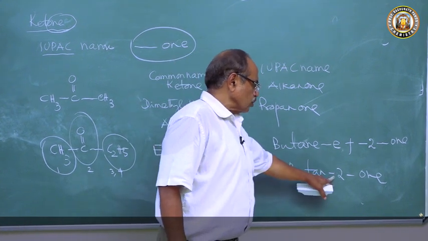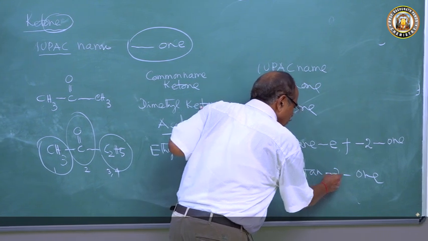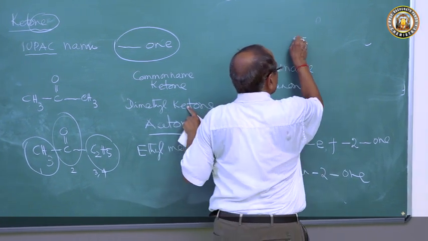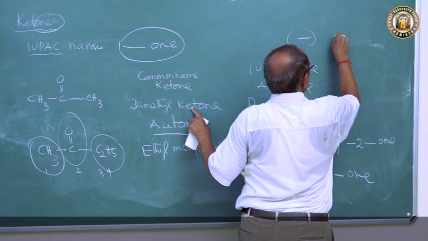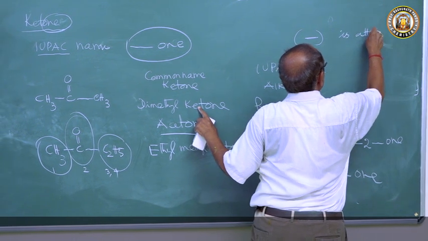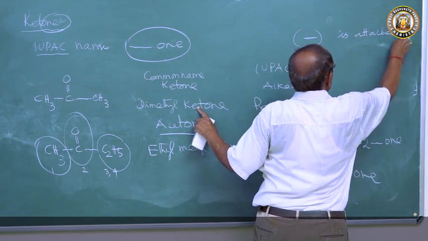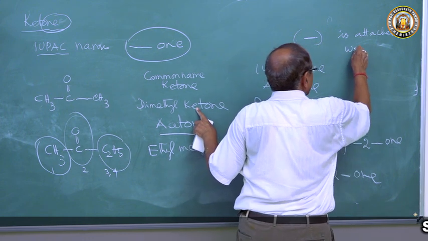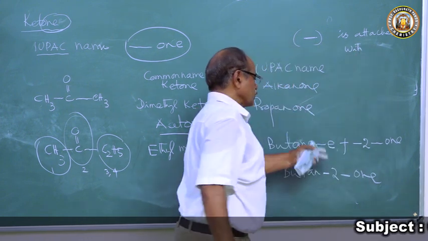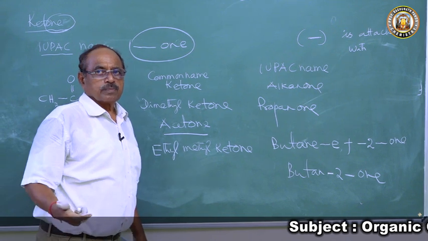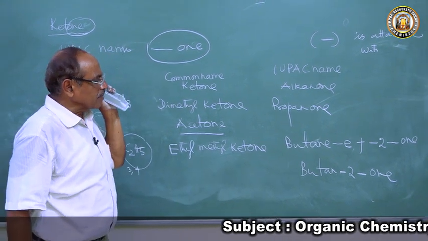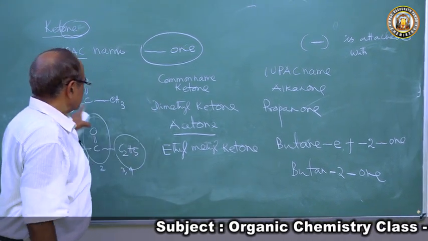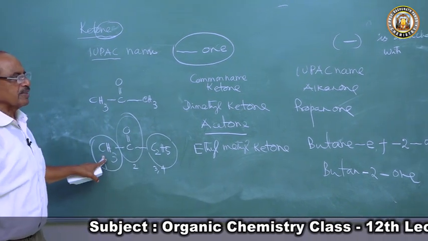What is the meaning of the hyphen? As I told you, the hyphen in nomenclature means attached with. That means the second carbon atom is attached with a keto group. So this is how symmetrical ketones are named, and these are unsymmetrical ketones.